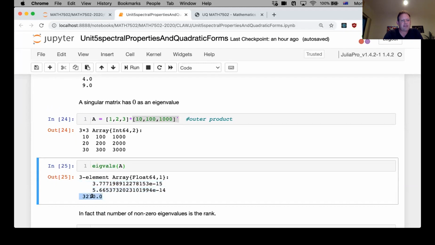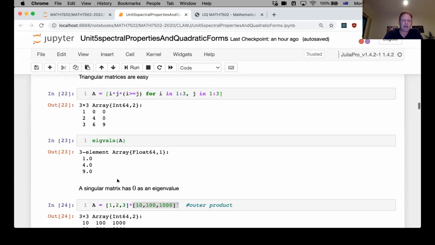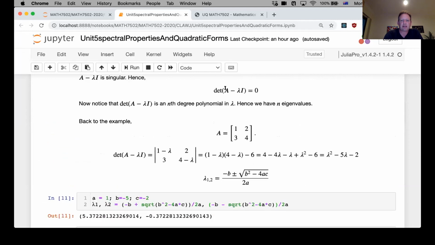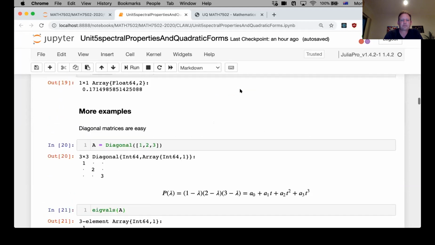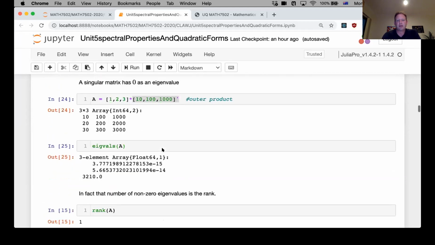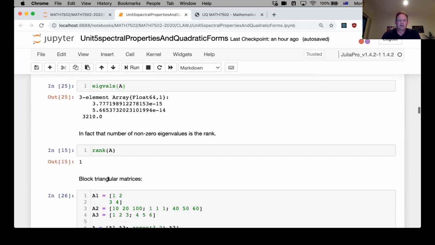So the rank here is 1. You could think about why that is if you think about the null space, and the fact that we're looking for the null space of this matrix. So that's it. The rank of this matrix is 1.